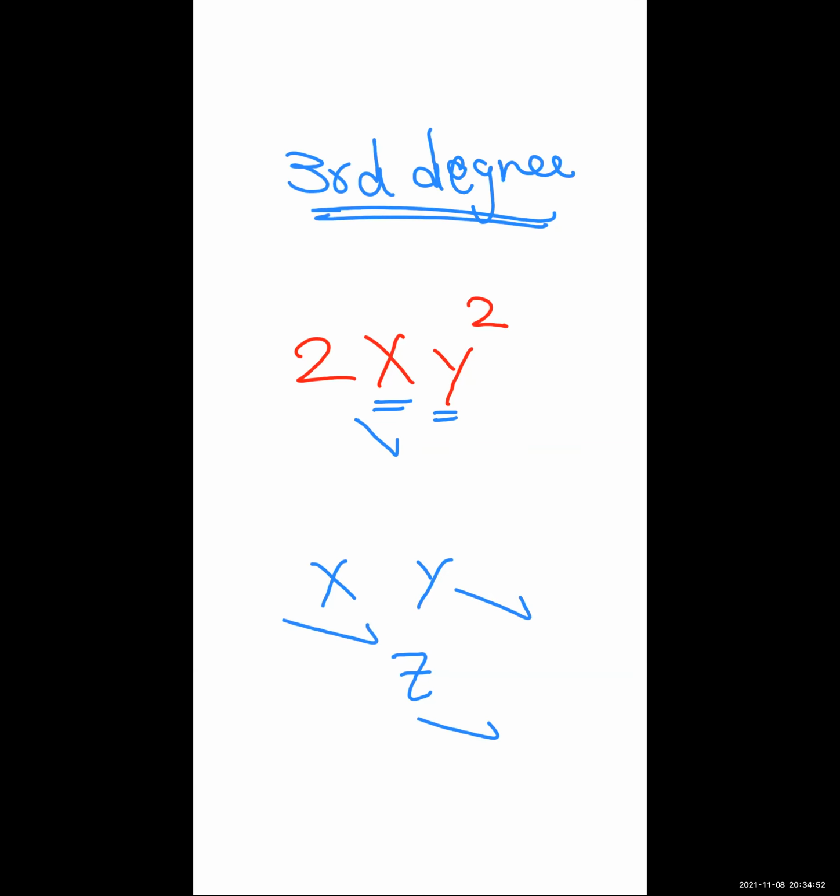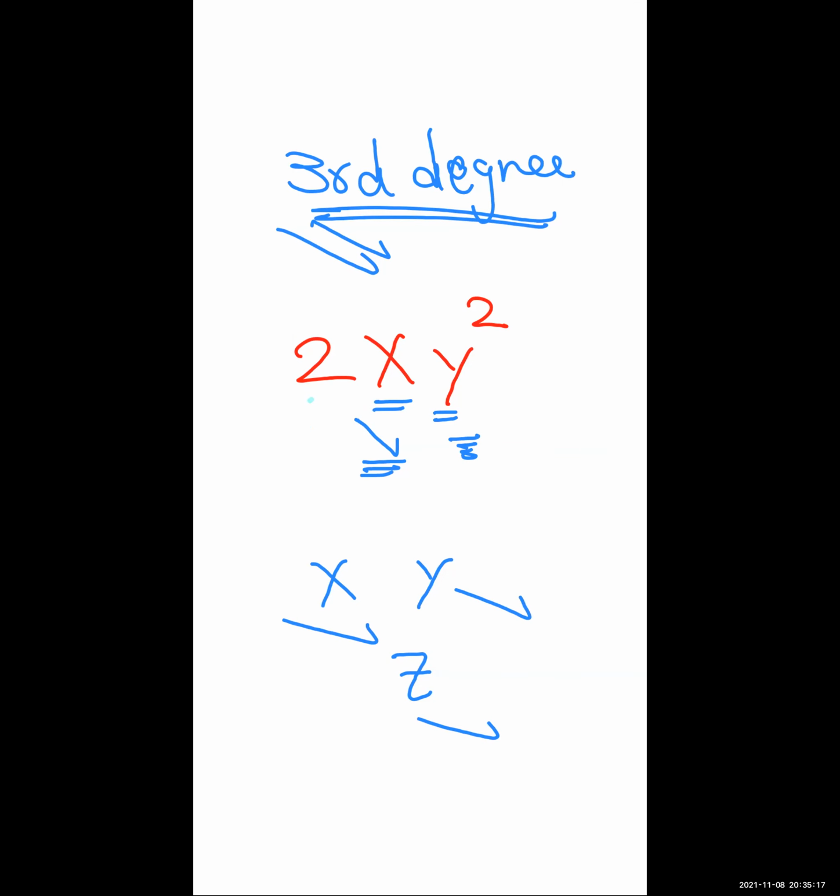Third degree or 3 degree? Third degree. Why third degree? Because x is to the first power, y second. So 1 plus 2 means 3, so third degree. There is a coefficient, or a number, here. We will ignore that one.